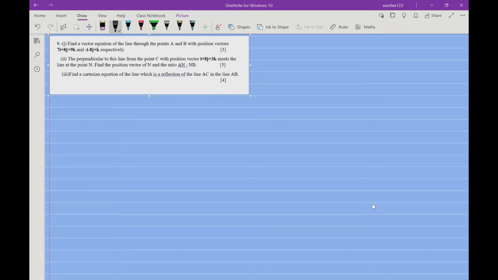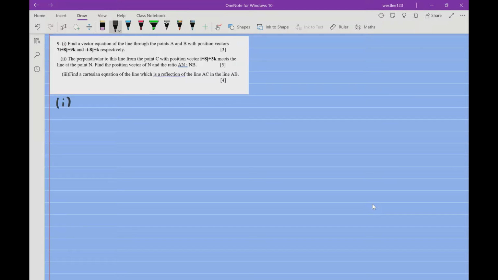Everyone, in this video, we will be looking at the 2012 A-Level H2 Math Paper 1 Question 9, which is on vectors. Okay, so in this question, part 1, we are supposed to find a vector equation of the line passing through the points A and B with the following position vectors.